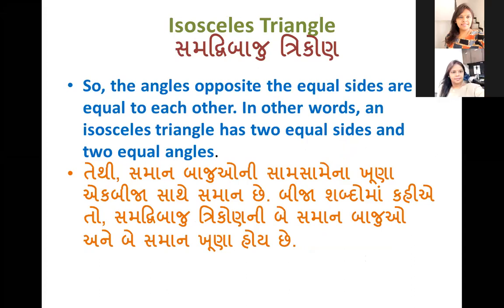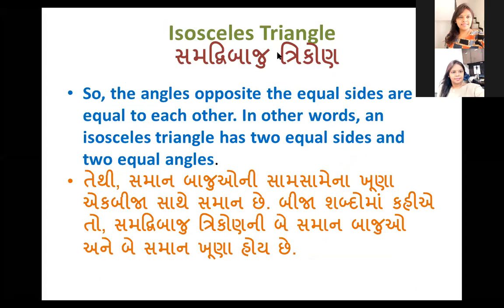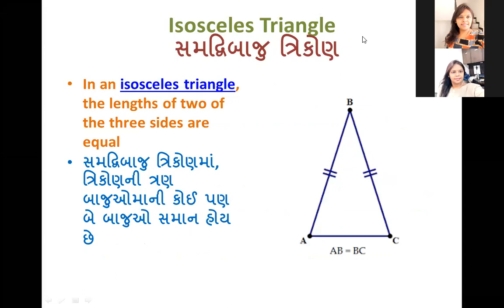Here one thing is very important. In the isosceles triangle, look, any two sides are equal. This is AB and BC are equal, and their opposite angles are also equal. It gives you the property.